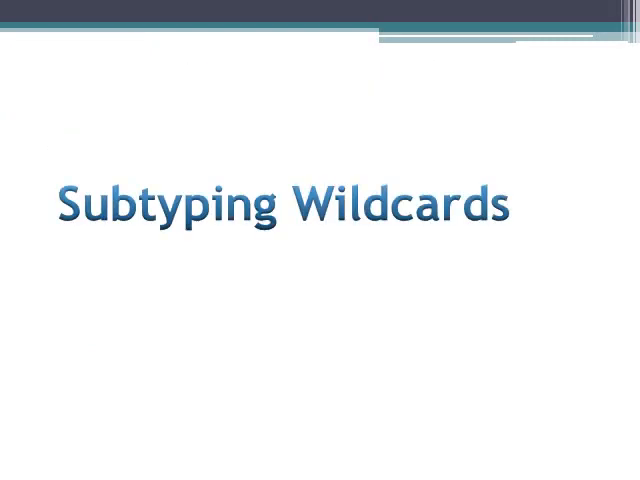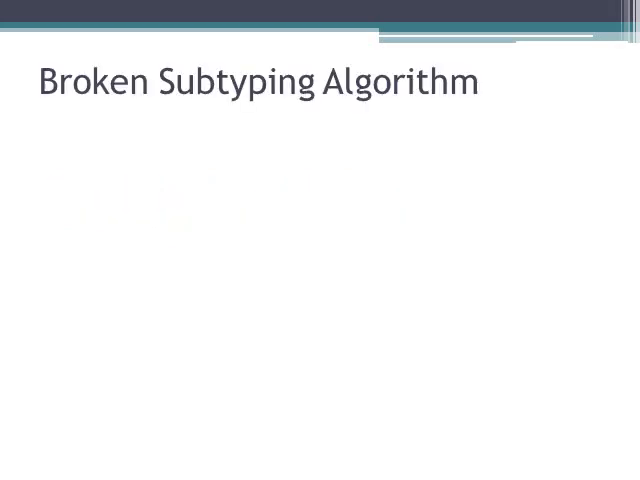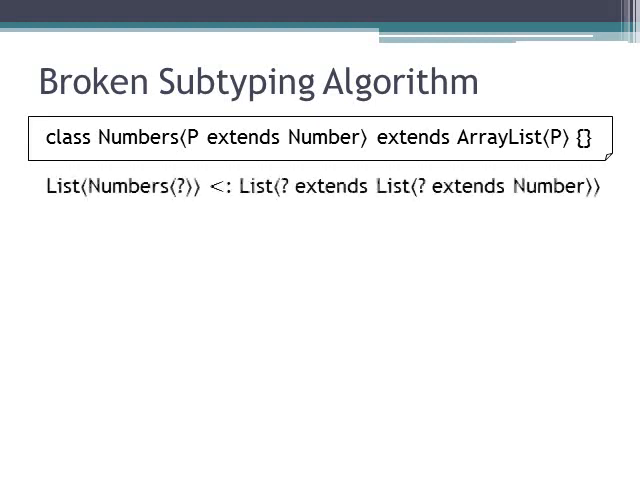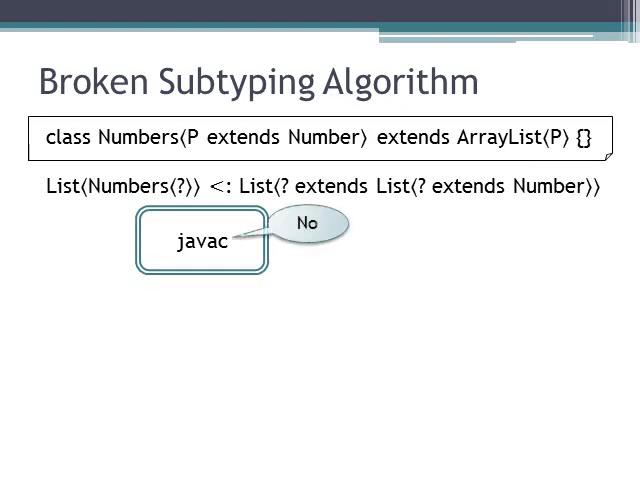So subtyping wildcards is challenging for a variety of reasons, and I'll illustrate a few of them now. The standard subtyping algorithm used currently is broken in a variety of ways, and I'll show you 2 examples of this. First, here's a class Numbers, which is a specialization of ArrayList for handling numbers. One might wonder, okay, is List<Numbers<?>> a subtype of List<? extends Number>? And not knowing the answer, what you might do is type up a little program and ask the Java compiler, okay, are these subtypes? And if you did, it'll tell you no, these are not subtypes.